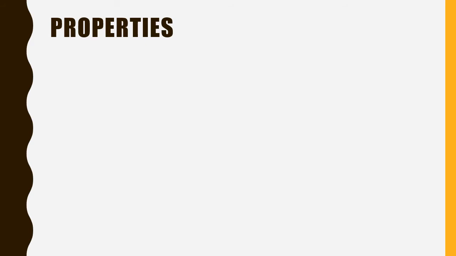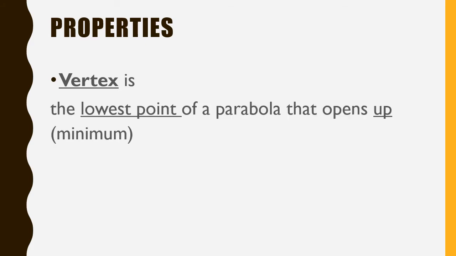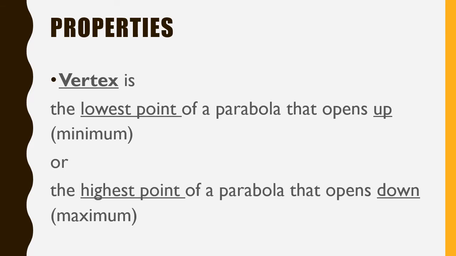Now, let's talk about the different properties of quadratics. The first thing we're going to mention is called the vertex. The vertex is the lowest point of the parabola that opens up, which is represented by the minimum, or it could be the highest point of the parabola that opens down, or the maximum. So when the parabola opens up, the vertex is the minimum, and when the parabola opens down, the vertex is the maximum.